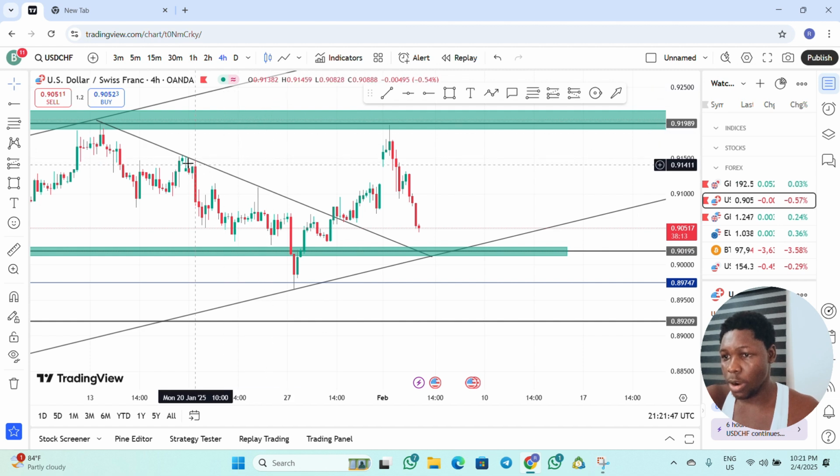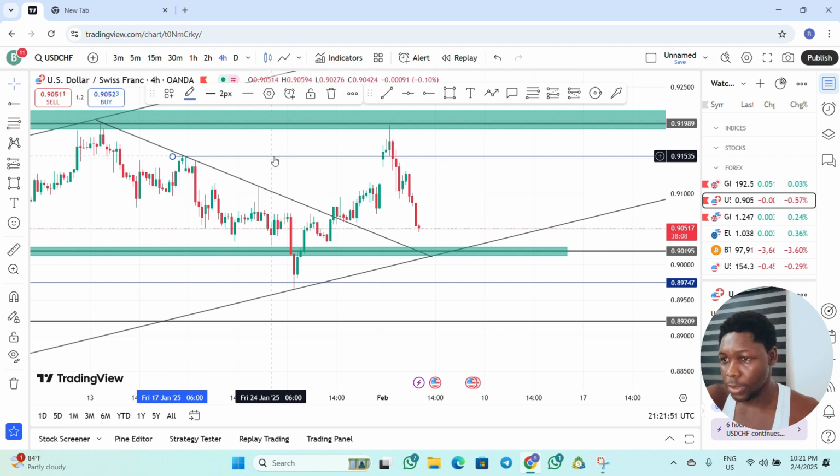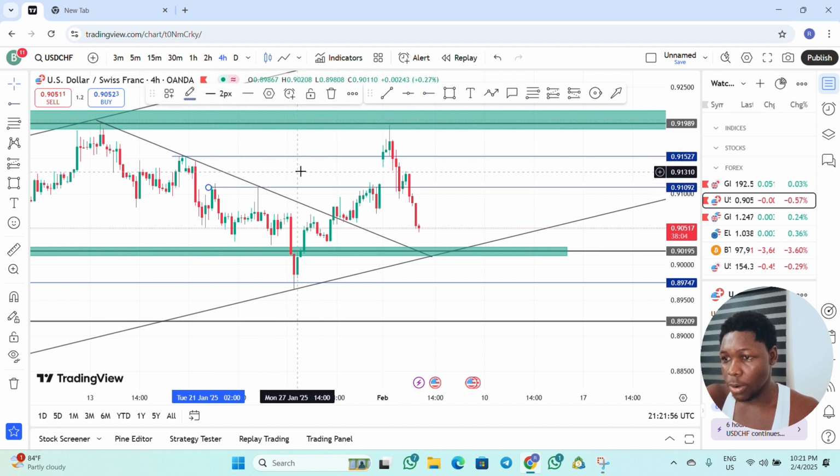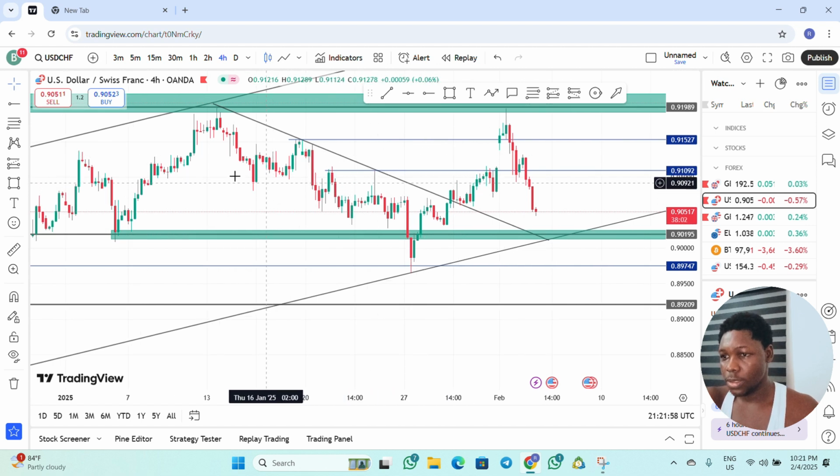So let's go down to 4 hours. We don't have to keep on marking out all these highs and lows and the rest of it. It's not so necessary, so as not to make our charts so complicated. You understand?